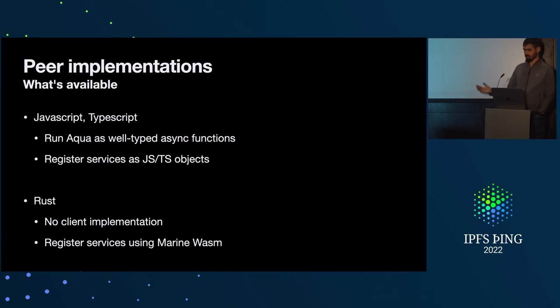Alexei will show. For Rust, we don't have, as far as I know, a client implementation. It's only server. And the easiest way to provide the code using Rust is to register services using Marine WebAssembly. But you also can expose native Rust as well. If you want to know how, ask us, please.